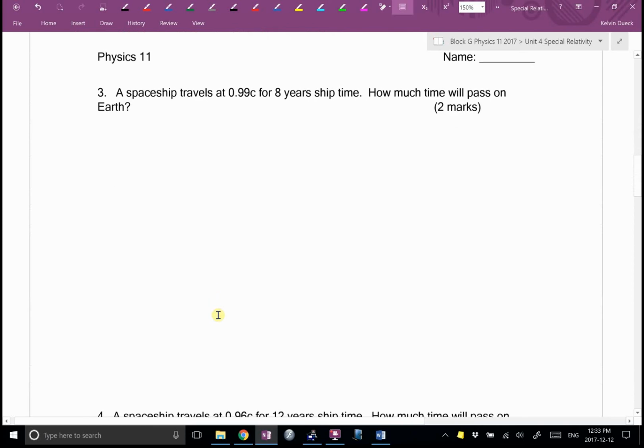Question 3. Oh, now we're talking spaceship and relative speeds. Now we're going to use special relativity. They want us to find t.